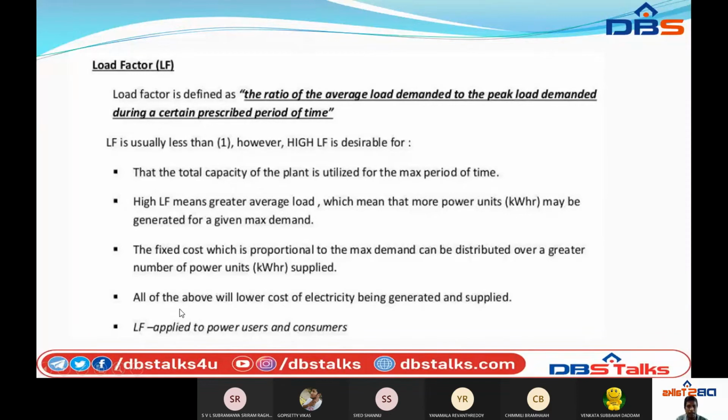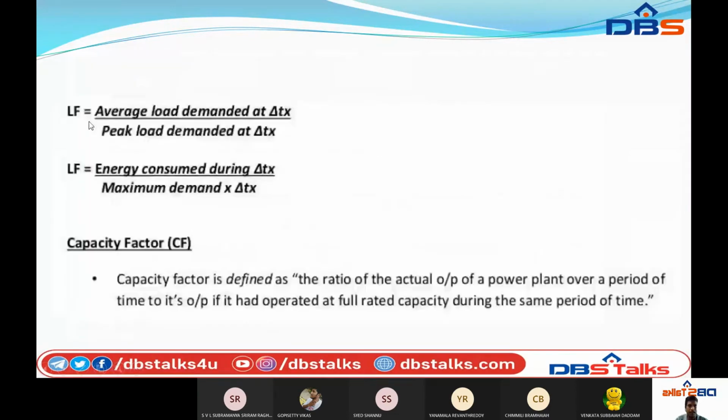Load factor is applied for our users and consumers. That means power plant users, generators, and consumers. Consumers means users. This is about load factor. The formula to find the load factor: average load to peak load or maximum load.